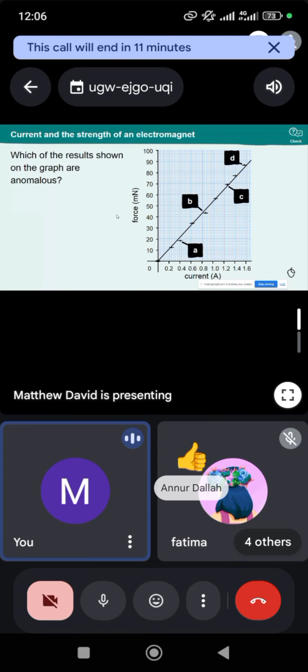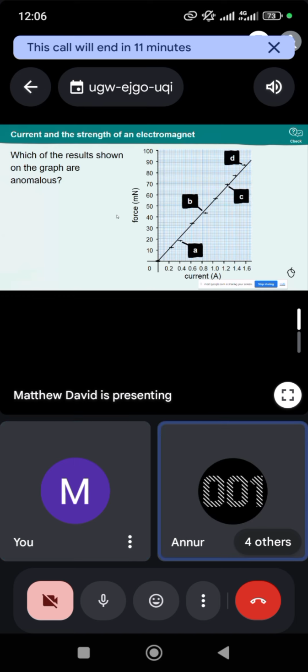Tell me which of the results shown on the graph are anomalous points. I want to hear you. A and B. A and B, they are our anomalous points. Yes, you are correct. The reason why they are anomalous points is because they did not touch our line of best fit, right? Good. Okay.